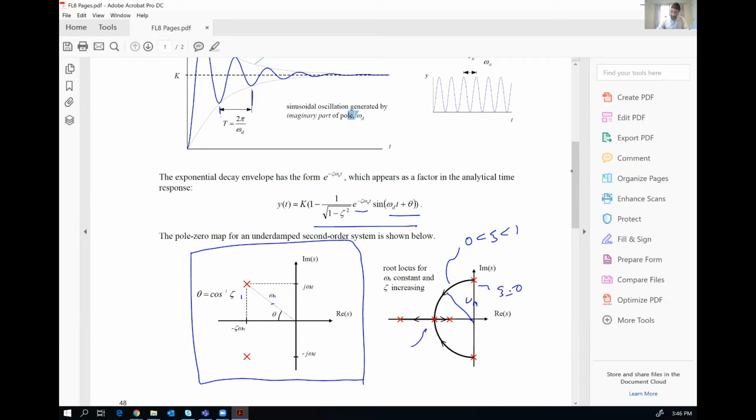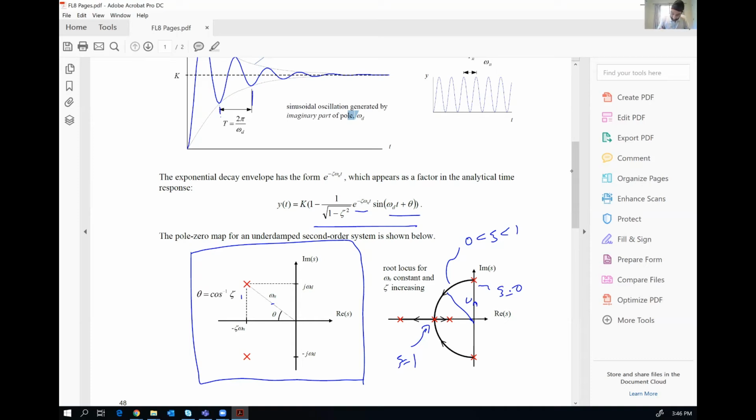When zeta ends up being equal to 1, then we have two real poles, and they both are located at a distance of omega n along the negative real axis. So we have two real poles at negative omega n, negative omega n.